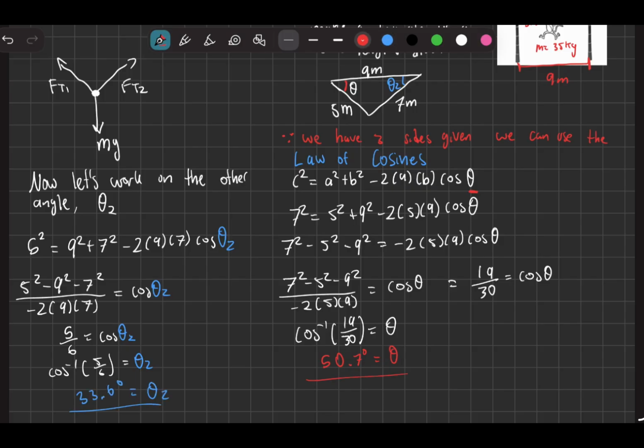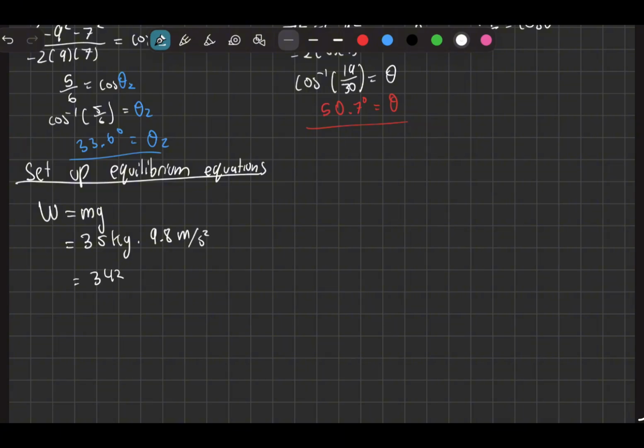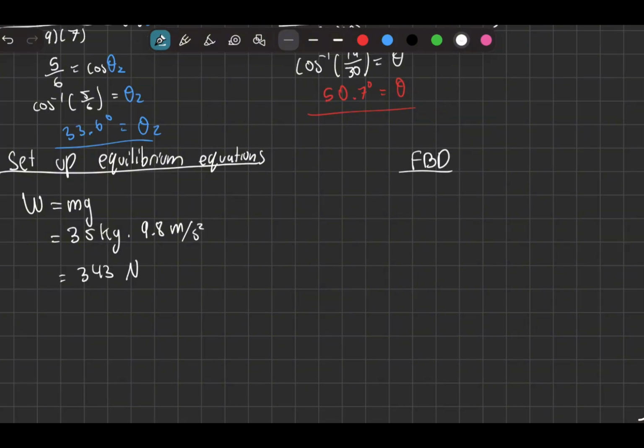Now we can set up our equilibrium equations. We're first going to start off with the weight of the monkey. The weight of the monkey is just its mass times the acceleration of gravity, and that gives us 343 newtons. Okay, I'm going to quickly redraw our free body diagram so it's more clear. I'm also going to put our corresponding angles on the free body diagram so that we can calculate the forces in the y and the x a little bit easier.